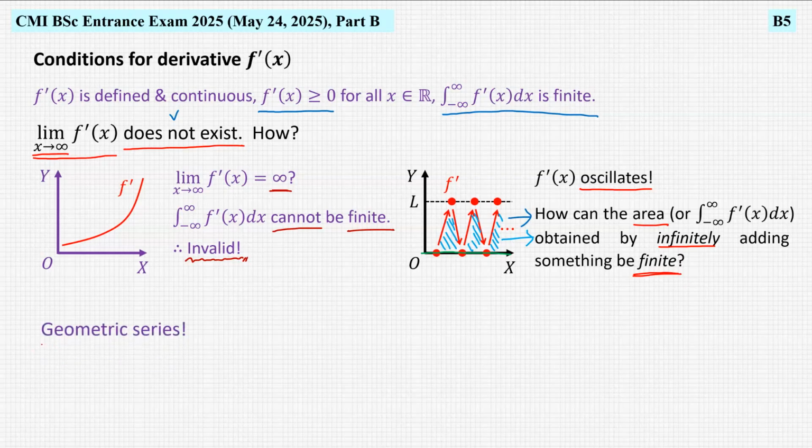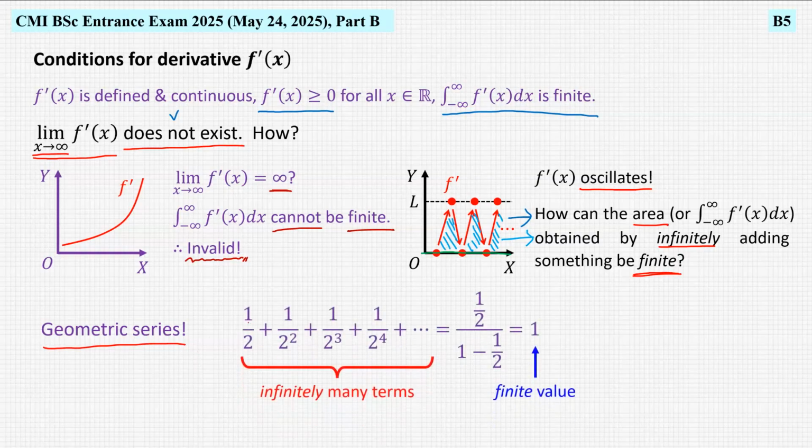Well, one such example is the geometric series, right? I mean, if you take a look at this simple geometric series, it consists of infinitely many terms, but it gives you a finite value as its sum. So we are going to construct the derivative function f prime in a way that the areas being added up have the values of individual terms of a geometric series, which can be done as follows.